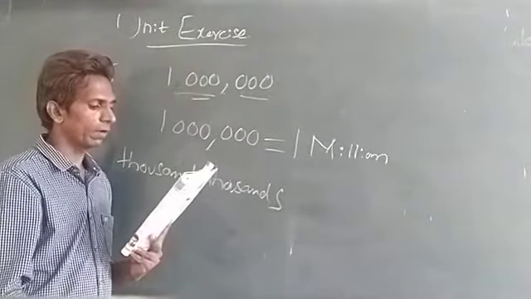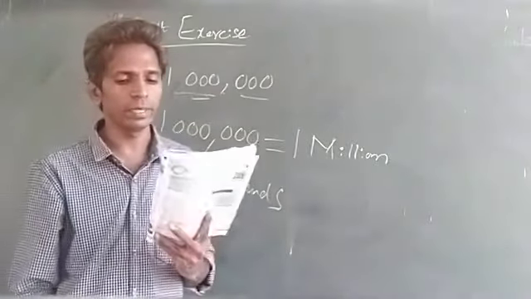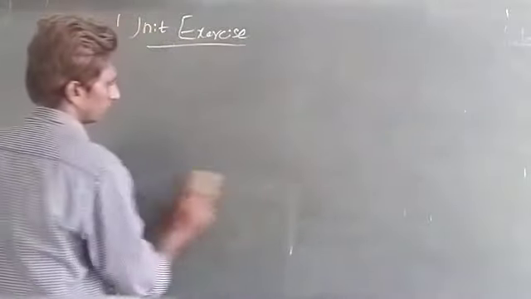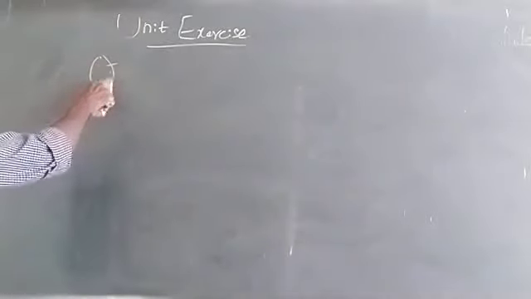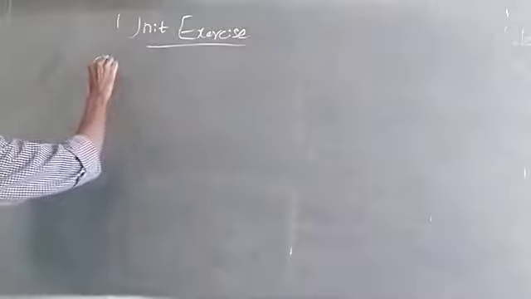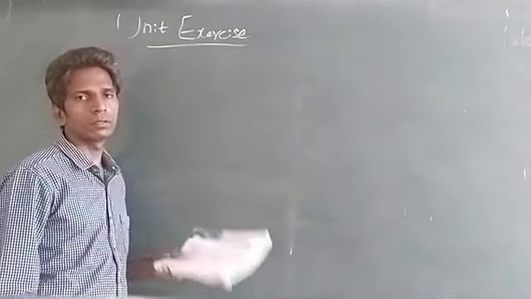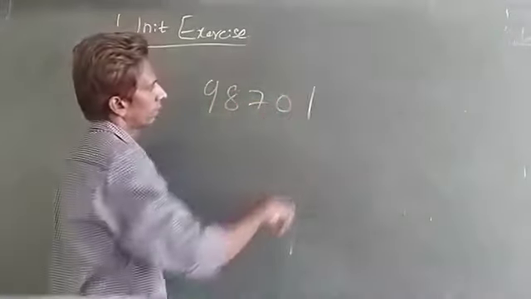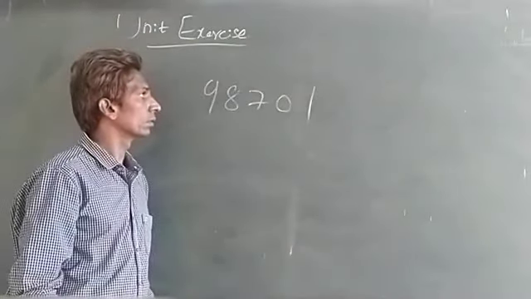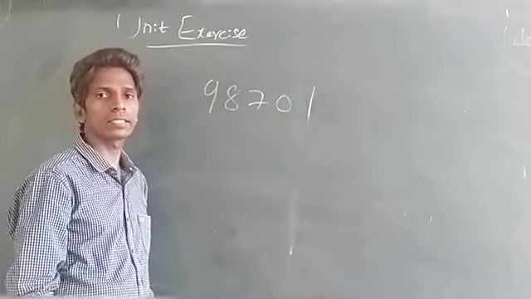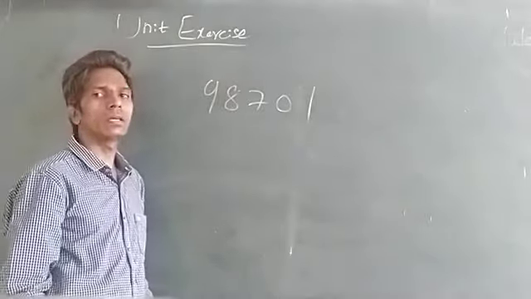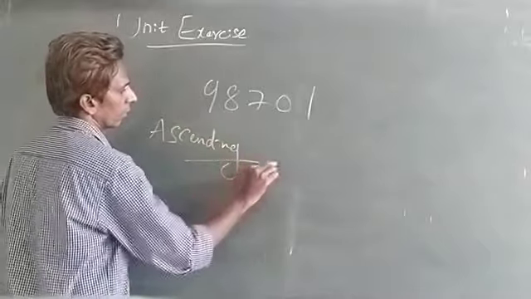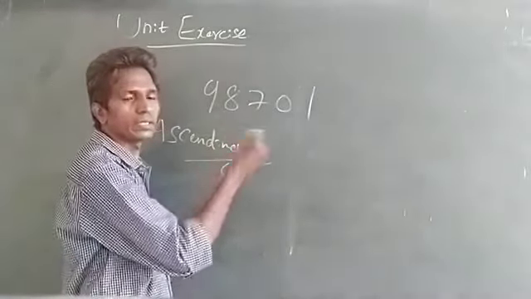Next one, see. Collect five mobile numbers and arrange them in ascending and descending order. So you want to write down the first 5 digits of a mobile number. I am taking 9 8 7 0 1. That is the 5-digit number. You want to write it in ascending order, which means increasing order.